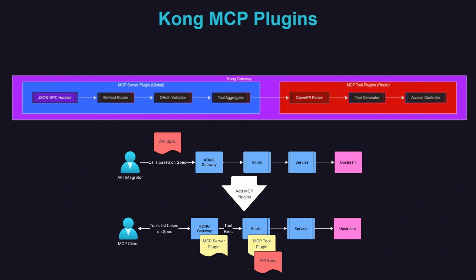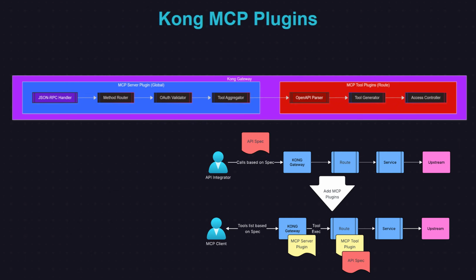The MCP server plugin lives at the global level and handles incoming MCP requests, method routing, OAuth validation, and tool aggregation. The MCP tool plugin is registered under individual routes and handles OpenAPI parsing, tool generation, and access control.